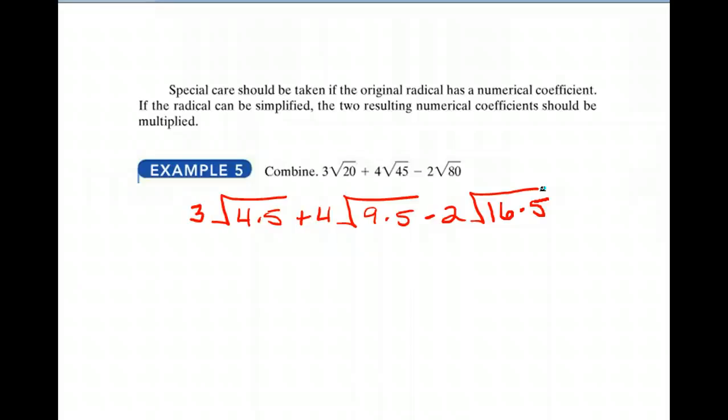So what I did there was I divided 80 by 5 because every single one of my other radicals all had a 5. And when I divided it by 5, I saw that there was a factor of 16 that went into it, which is a perfect square. So that's how I knew that my problem was not quite right.